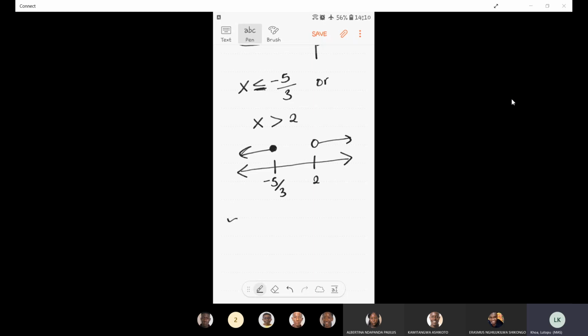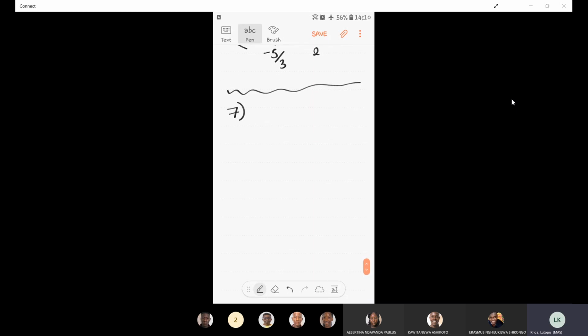And number 7, we have x minus 3 is less than or equal to 4 over x. Okay, and then here what we are also told is that x is greater than 0. Okay, so with this one, what I'm going to do is I'm going to multiply by x on both sides. So when I do that, I have x minus 3, and then the sign doesn't change.